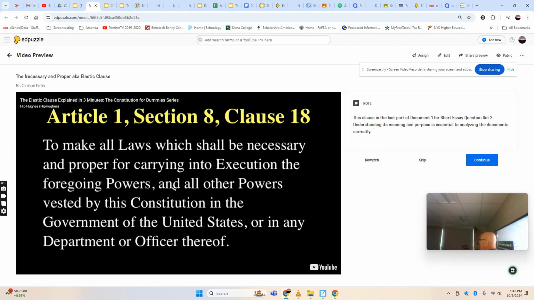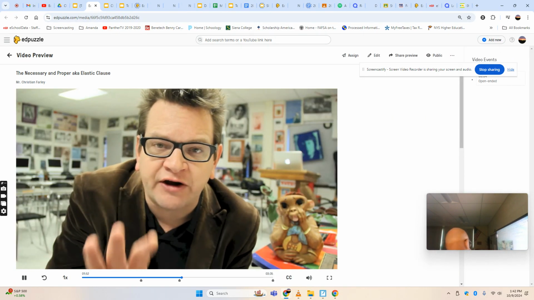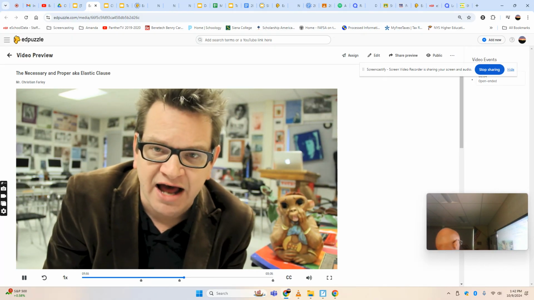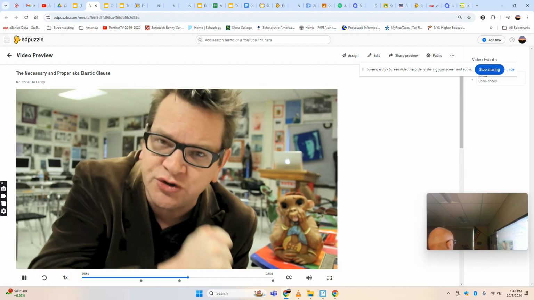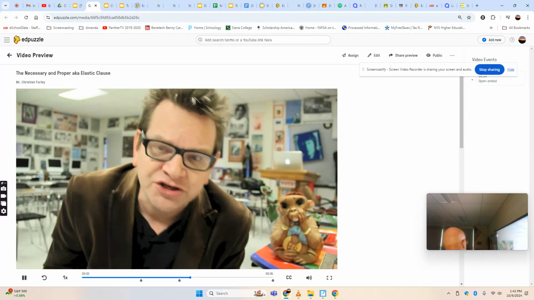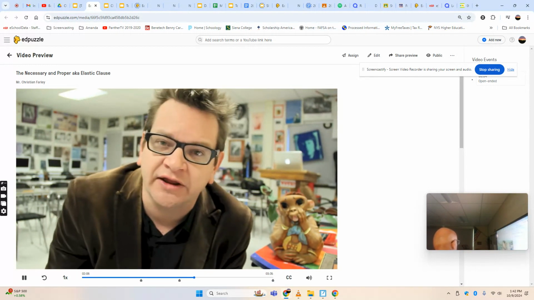In other words, it gives the Congress a great amount of latitude in terms of what it can do under the Constitution. Again, it gives it the elasticity, the ability to stretch the Constitution. Okay? Or officer thereof. So if the federal government's going to do it, and it's not specifically in the language of the Constitution, is it constitutional? Can we do that? Yeah. If we can rationalize that what we are doing is to execute one of those delegated powers.